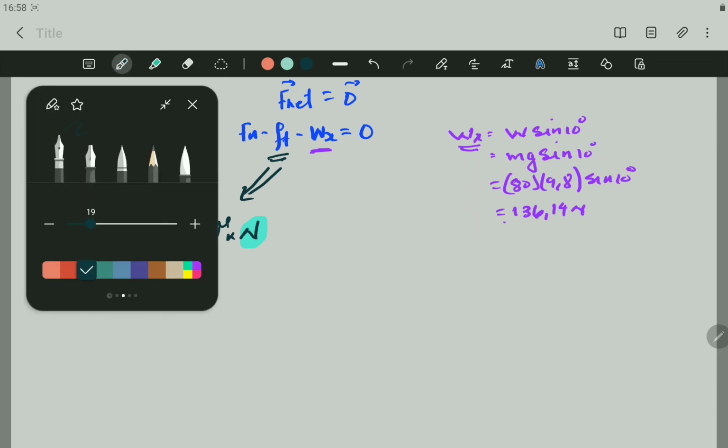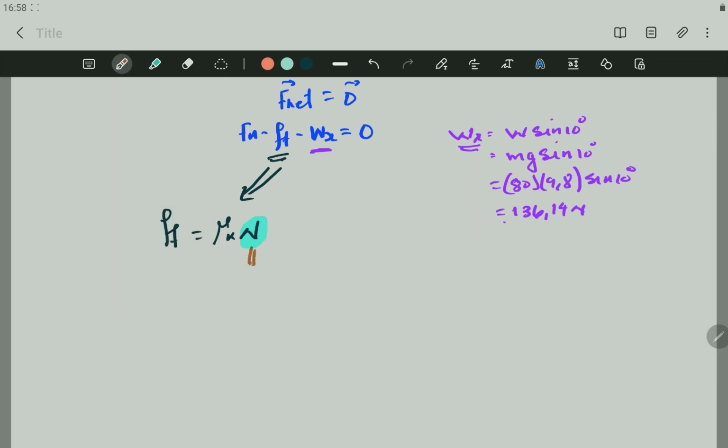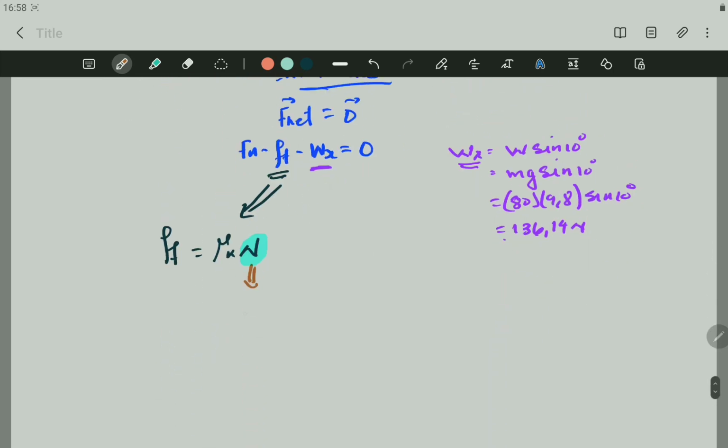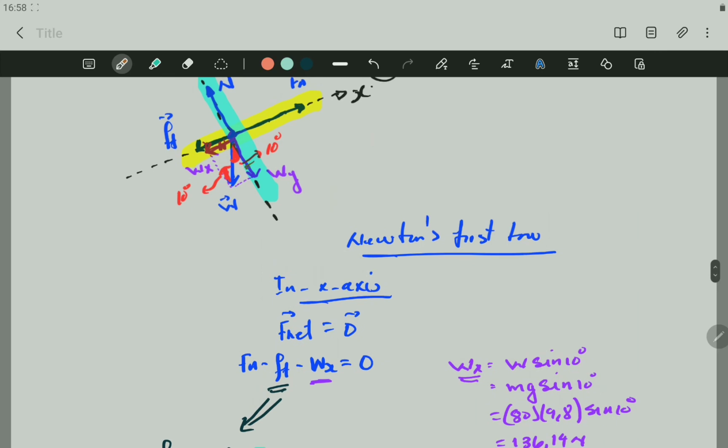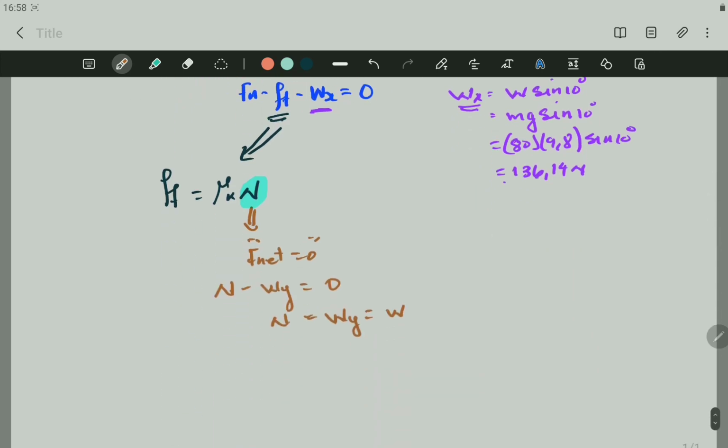Okay, so now here, important, Newton's law in the y-axis. So what Newton's law can we apply in the y-axis? Still Newton's first law. Newton's first law says the net force is equal to 0. What forces are acting? The normal force minus weight in the y-axis is equal to 0. Normal force is equal to weight in the y-axis. You can go here, you see it's the adjacent side to the angle, and therefore it is weight multiplied by cosine of 10 degrees. If we substitute mass multiplied by acceleration due to gravity, cosine 10 degrees.